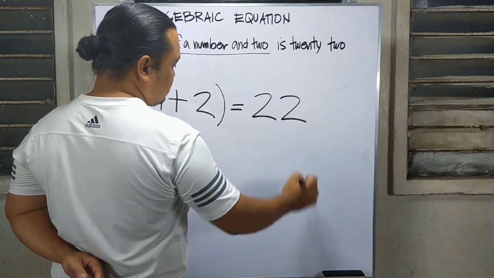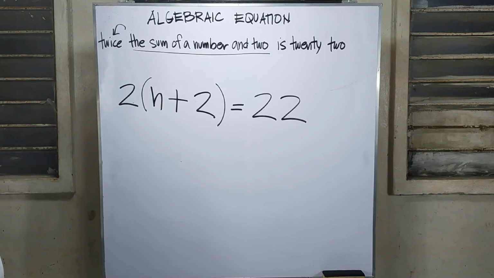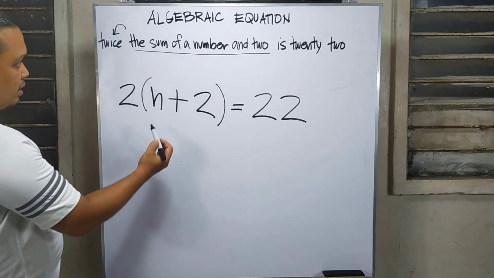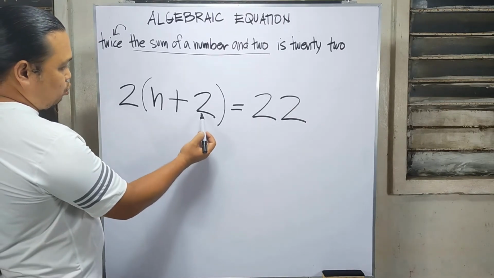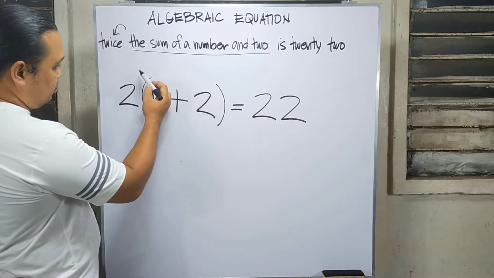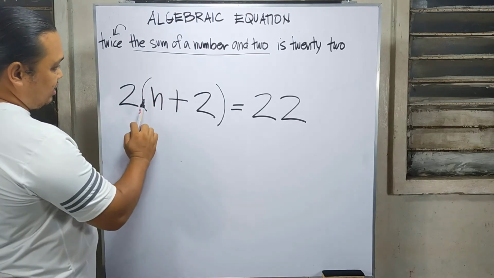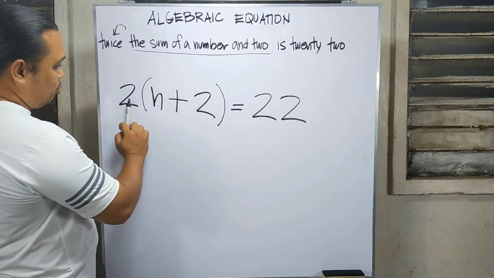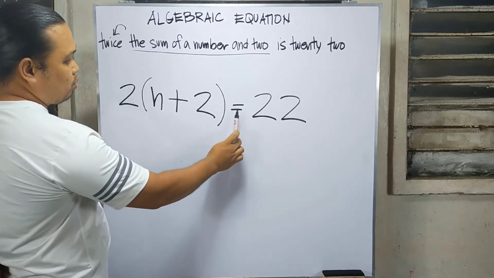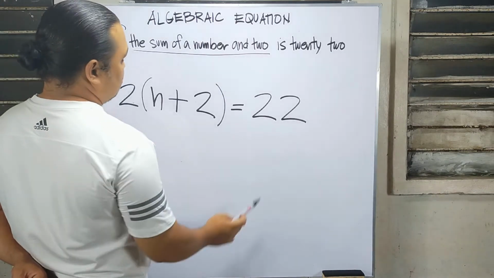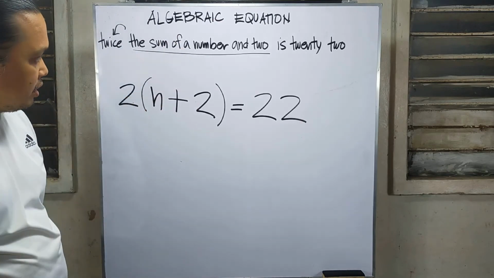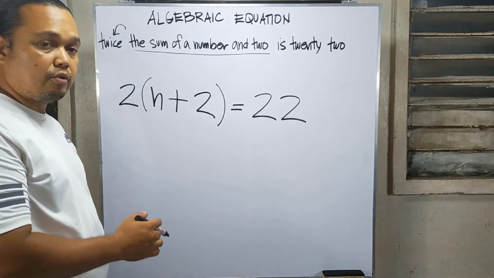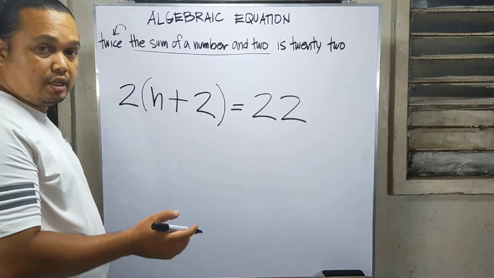Okay, and that will be our algebraic equation. So the sum of a number and 2 is doubled, or twice, meaning the sum here will be doubled, or times 2, is equal to 22. Okay, and this will be our algebraic equation. Okay, so let's have one last example for this.